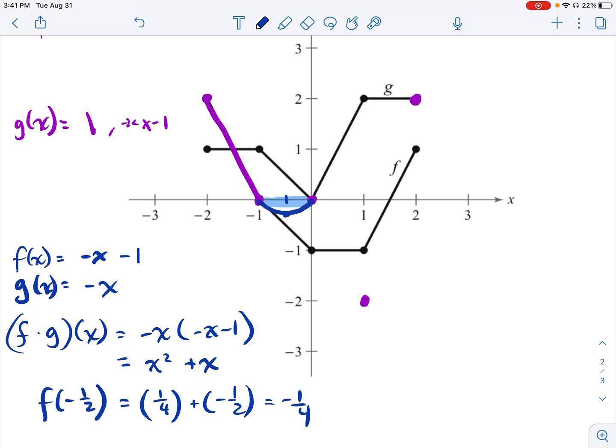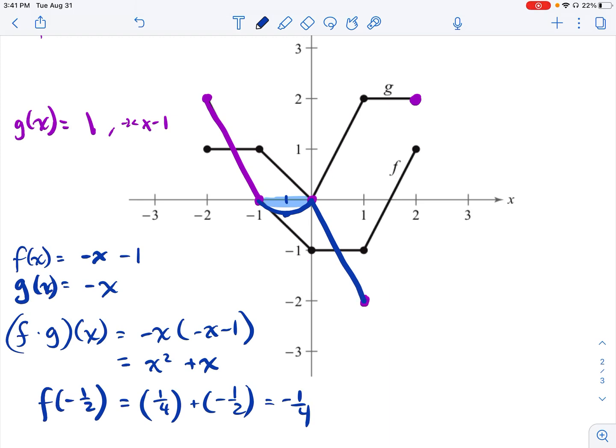Okay, so the key idea here is to understand that when we're multiplying a linear function by another linear function, our result is quadratic. Therefore, we should have a parabola. So the rest of it hopefully is a little bit easier. What about when we go from 0 to 1? As we go from 0 to 1, we're multiplying a linear by a constant. So a linear by a constant, which would mean that our result is going to be linear.